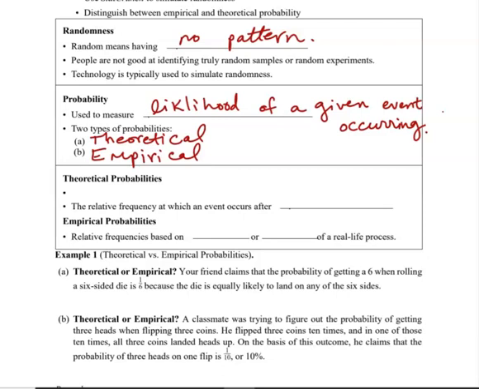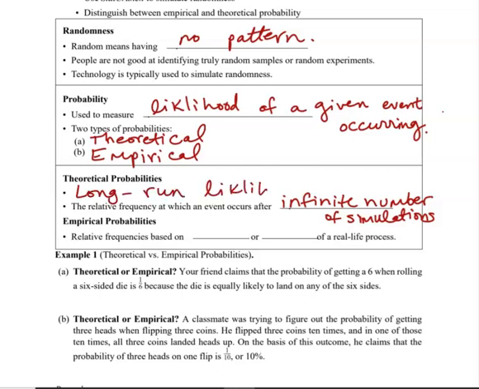Sometimes we think about this as the relative frequency, or how often a given event will occur after, let's say, an infinite number of simulations. So in other words, if we were to repeat this an infinite number of times, in the long run behavior, what is the chance of something happening? So we could think of it as the long run likelihood of an event. Okay, so don't overthink this, but what we're just saying is, in theory, what should happen?